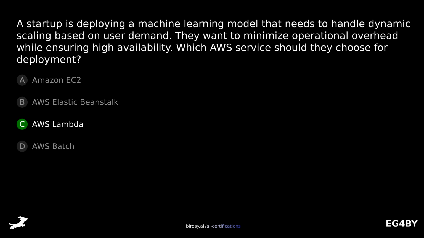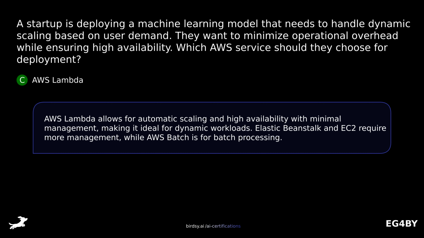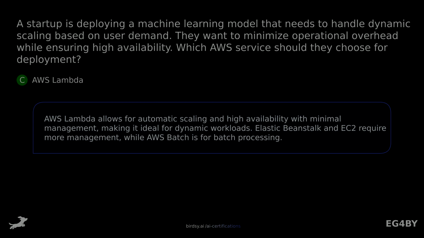The answer is C, AWS Lambda. AWS Lambda allows for automatic scaling and high availability with minimal management, making it ideal for dynamic workloads. Elastic Beanstalk and EC2 require more management, while AWS Batch is for batch processing.